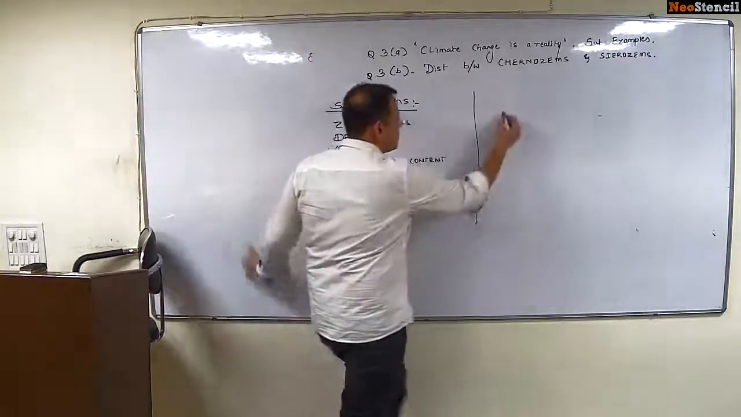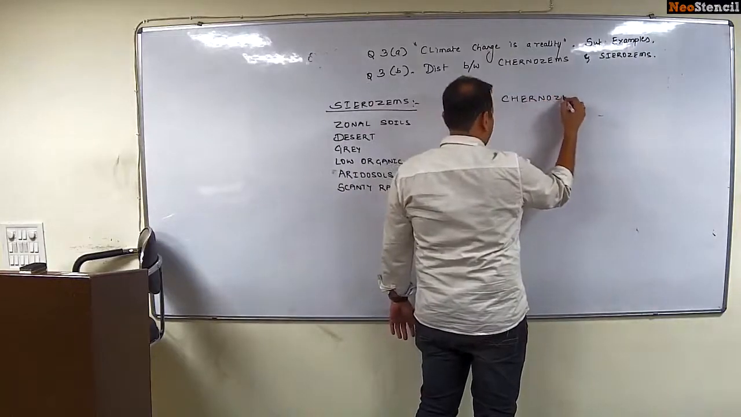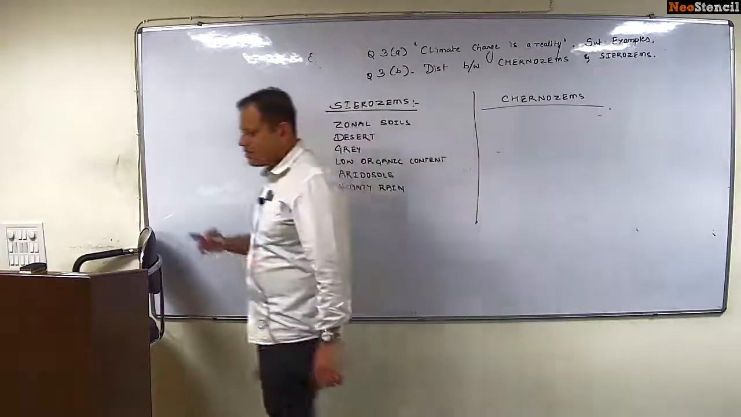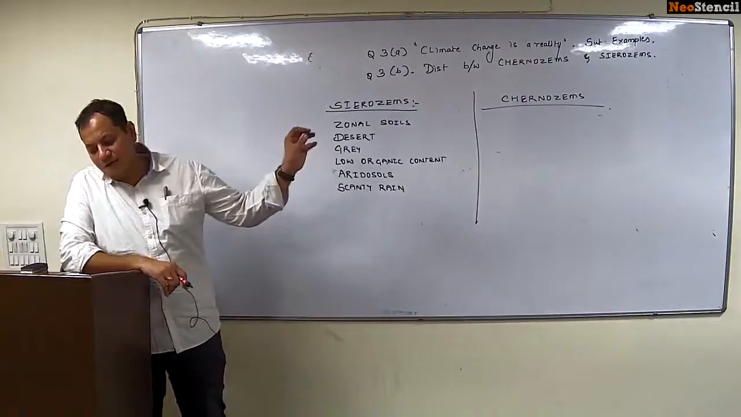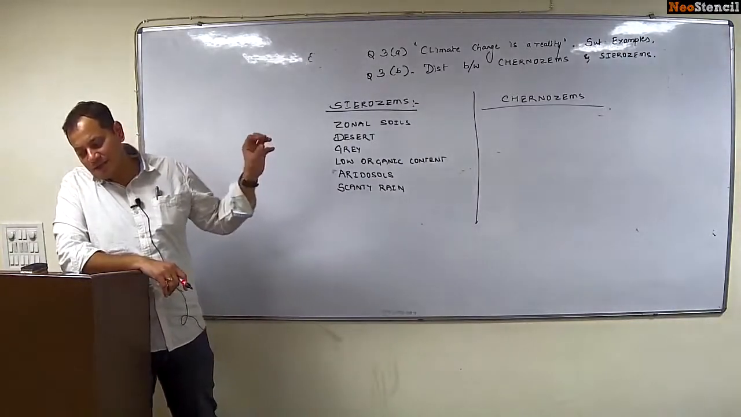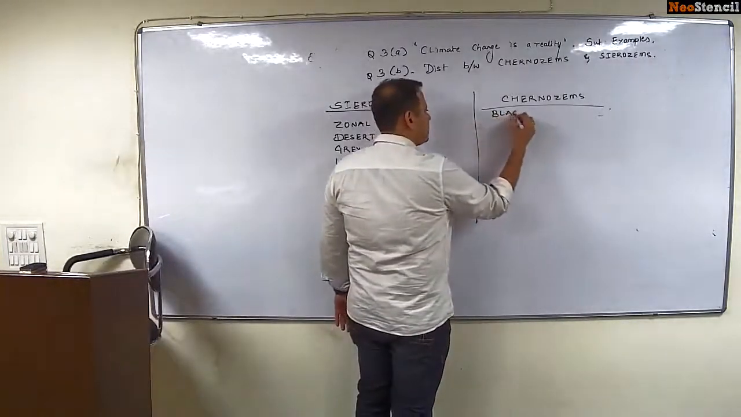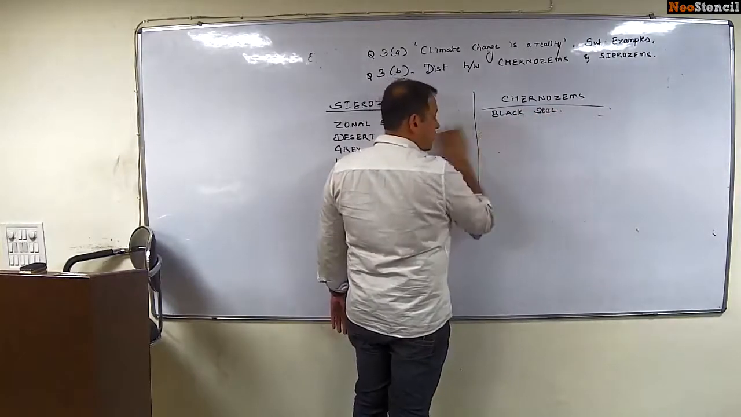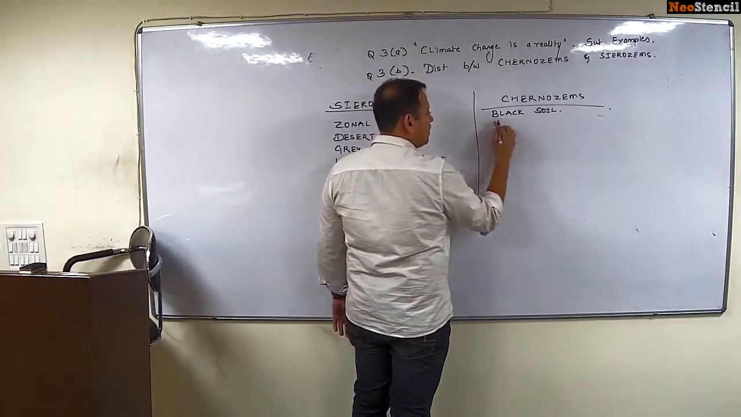And Chernozems, yes, they are an example of black soils. If you want to remember, if they are grown in the regions of low rainfall, this is nothing but a black soil. So black soil, this is grayish in color. These black soils have wide cracks.